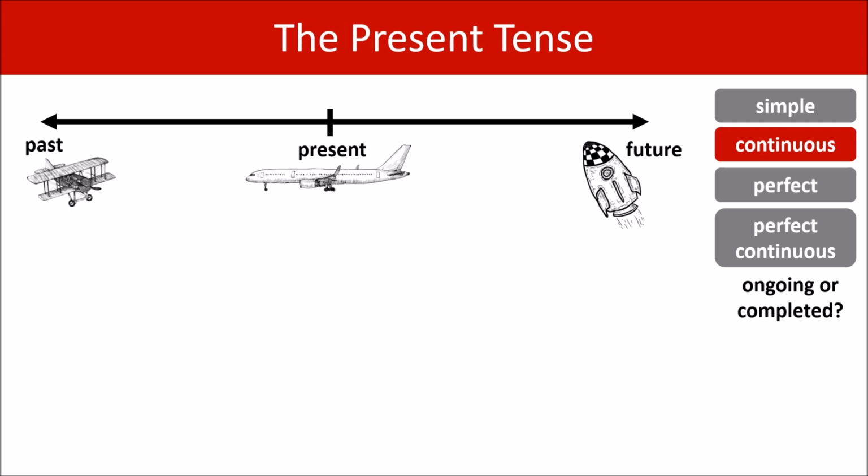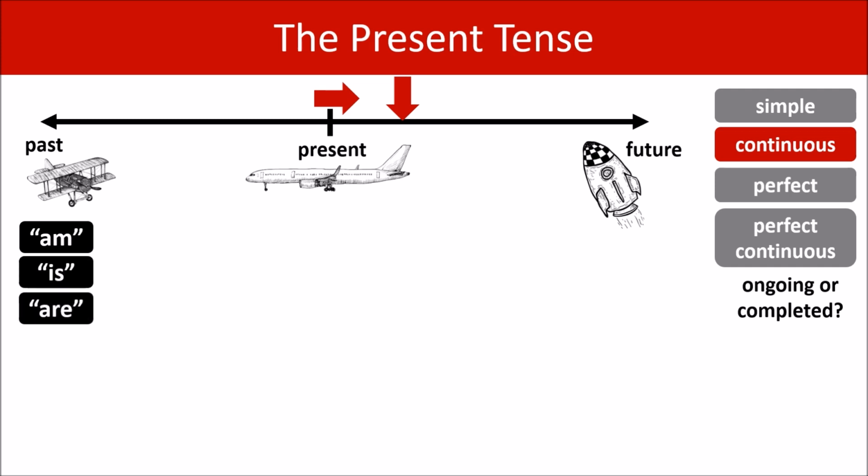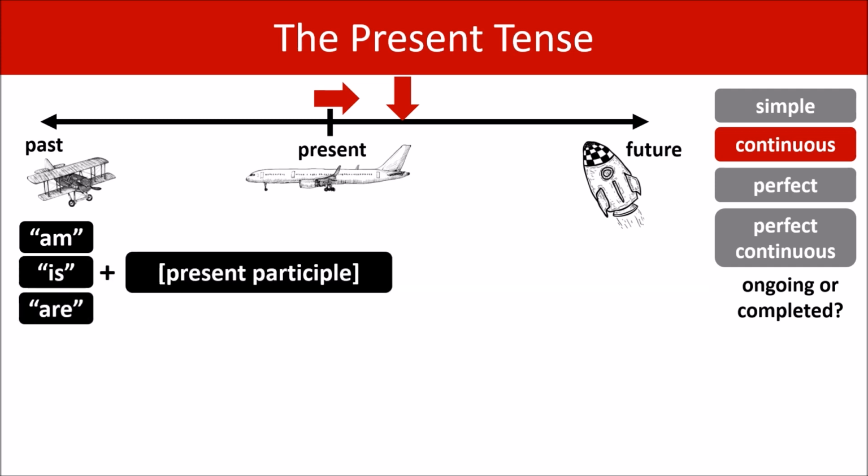Look at the arrows at the top. These tell us that the present continuous tense is used for an ongoing activity in the present or a scheduled event in the future, much like the simple present tense. Okay, let's go through it. The construction is am, is, or are plus the present participle. Now the present participle is the form of the verb that ends in ing. This will make more sense when we have a look at some examples.